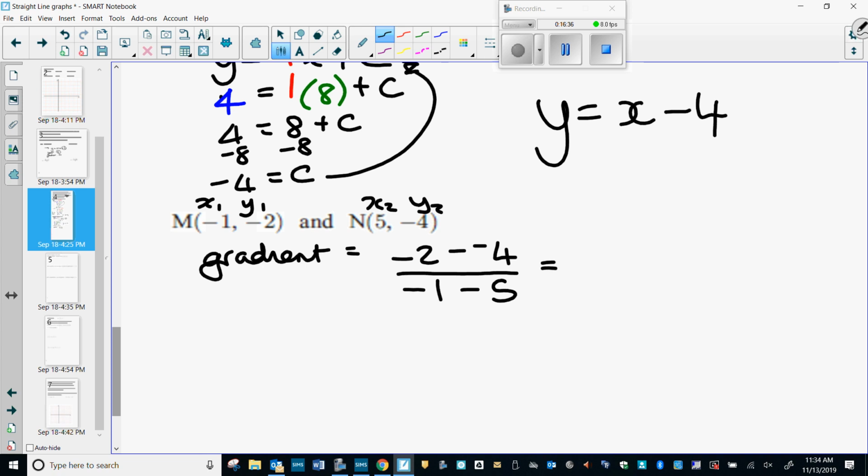Okay, just the answer. So we've just established that this means that we're going to add it. So we've got negative 2 plus 4. So that's 2. And negative 1 take away 5. Negative 6. Good.